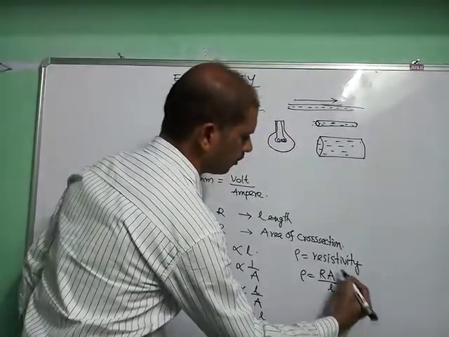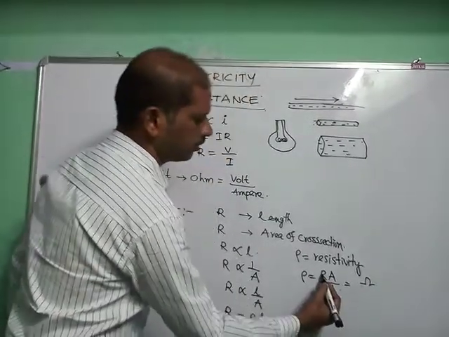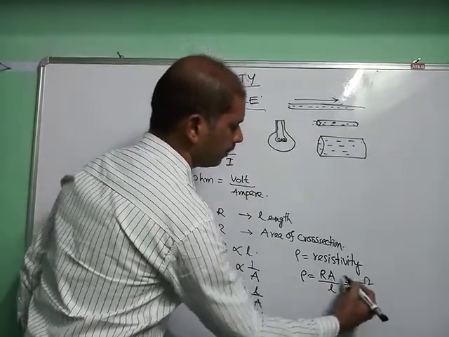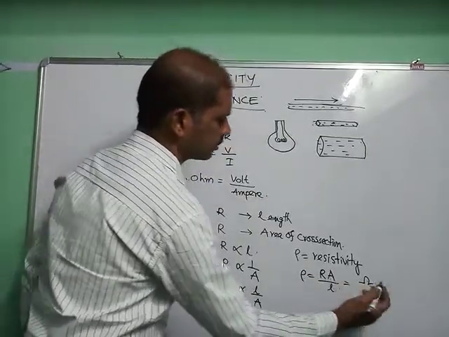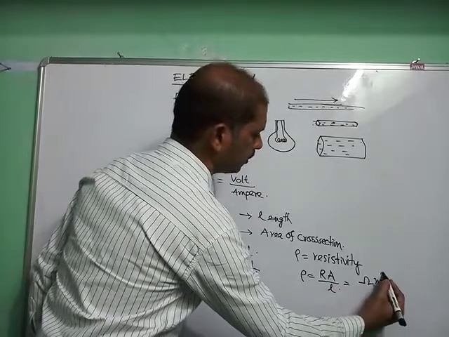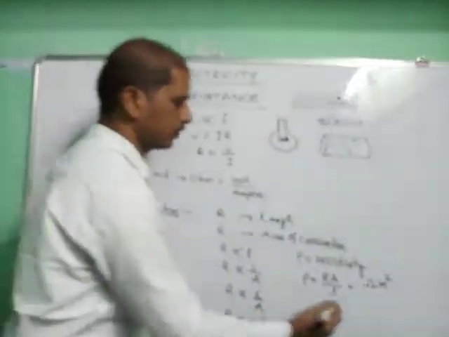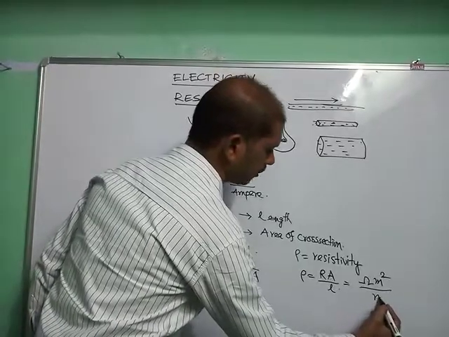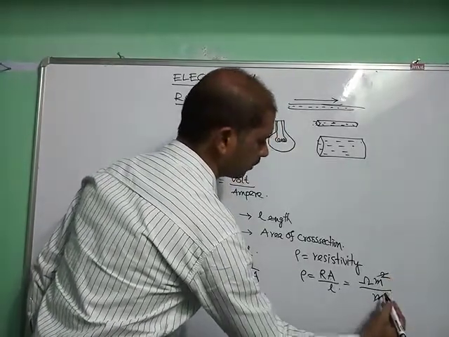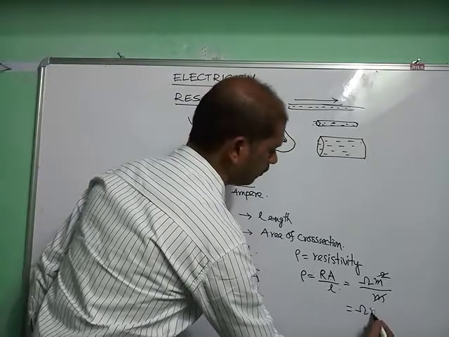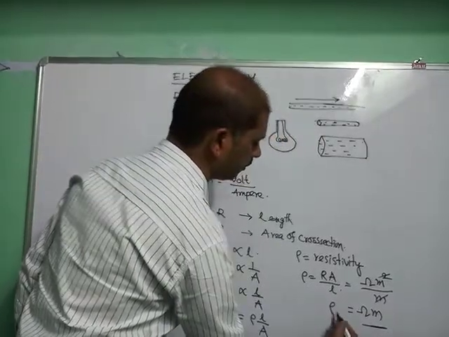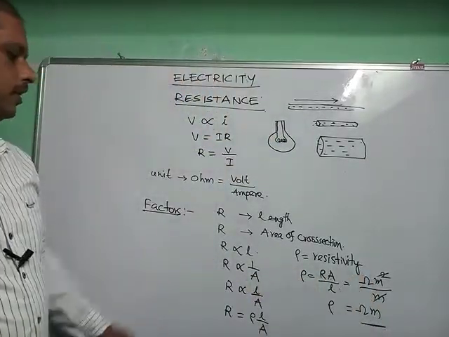R, resistance, is measured in ohm, and A is area of cross section. Area means meter into meter, length into length, so meter square. L, length, is measured in meters. So one meter cancels, leaving ohm meter. Ohm meter is the unit for resistivity. So these are the factors.